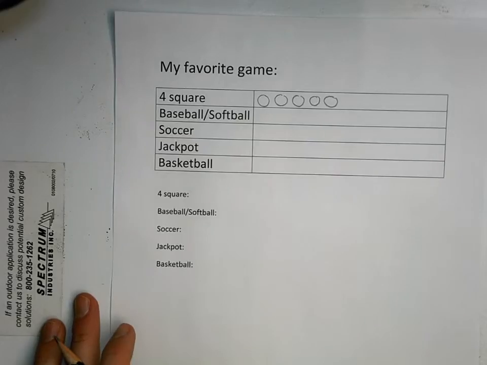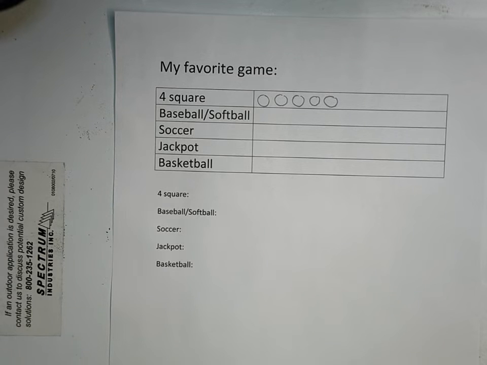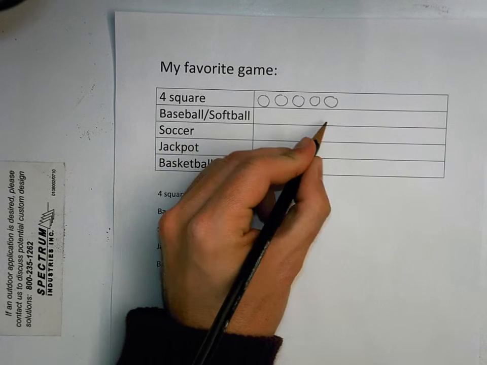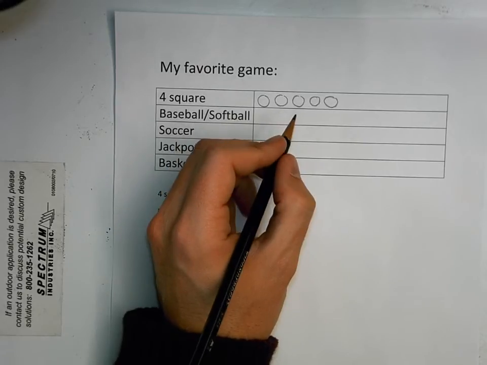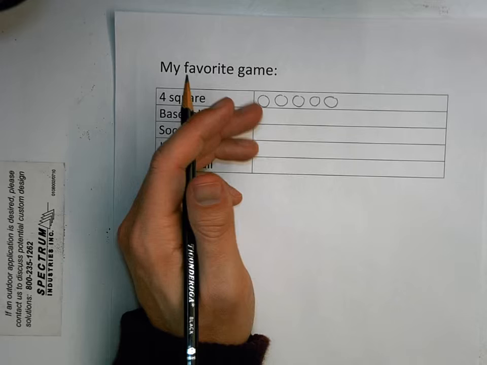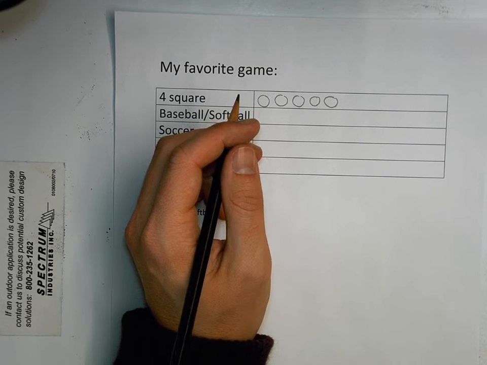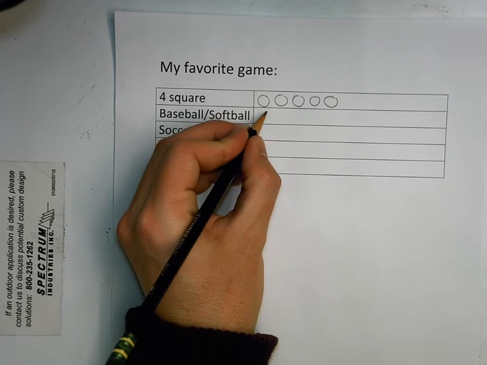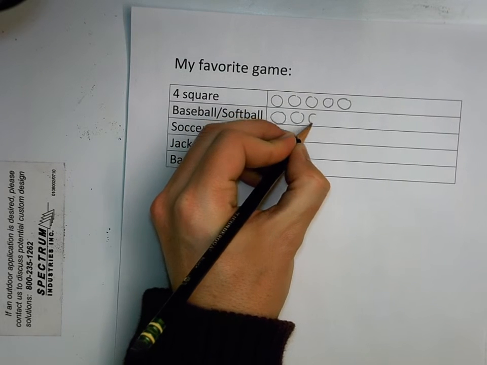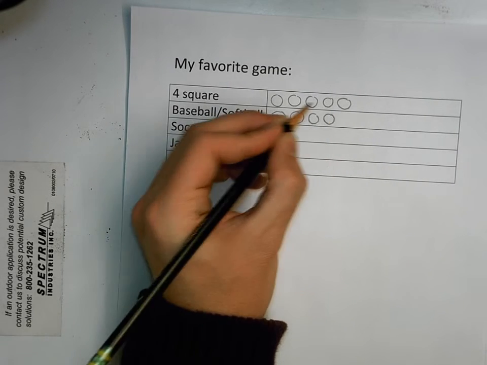What about baseball or softball? Okay, we had 4. So who can raise their hand and tell me what I'm going to draw right here in this box to show that 4 kids like that? Hannah. Circles. How many though? 4. 1, 2, 3, 4.